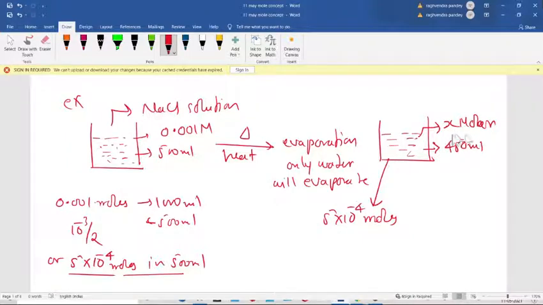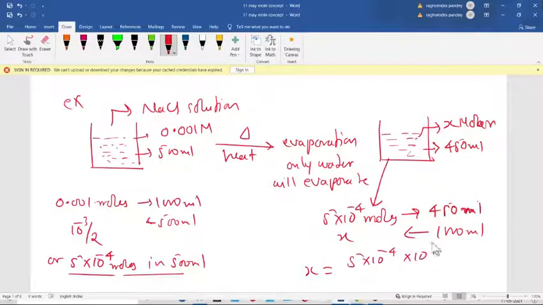What will change is the volume, that is your 450 ml. So these are the moles which are present in 450 ml. Whatever moles are present in 1000 ml will be the molarity, so I'm writing X. X will be 5 into 10 to the power minus 4 into 10 to the power 3 divided by 450. 5 nines are 45, and that will be 10 to the power minus 1, so 1 by 900.